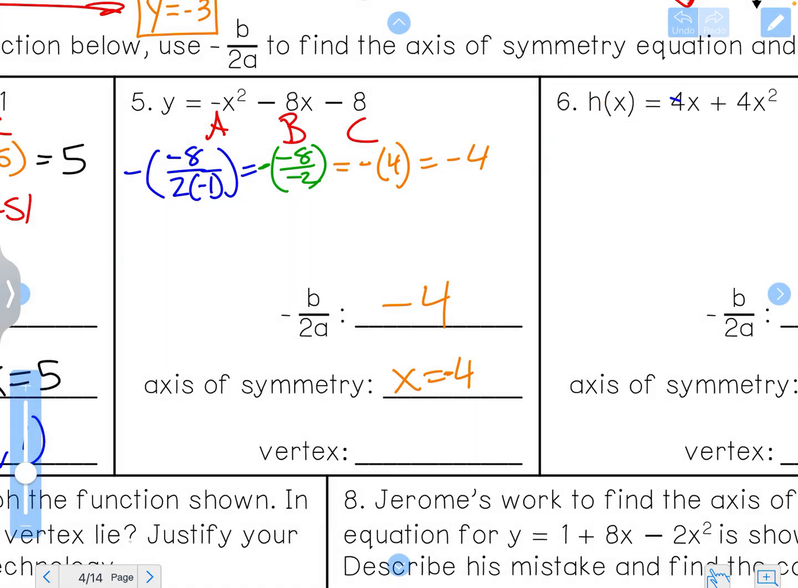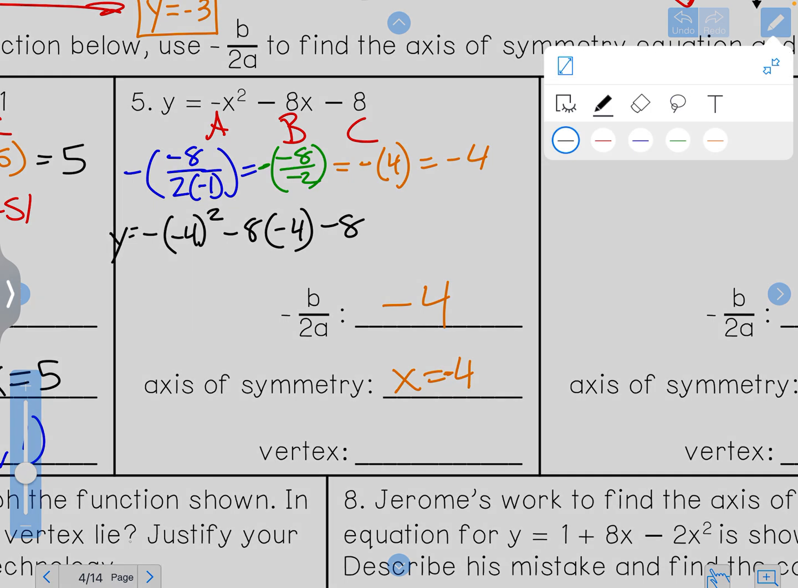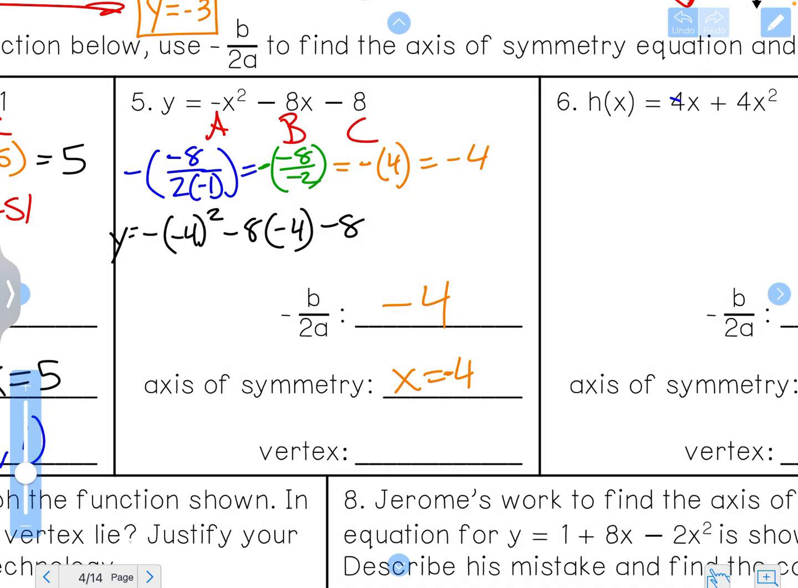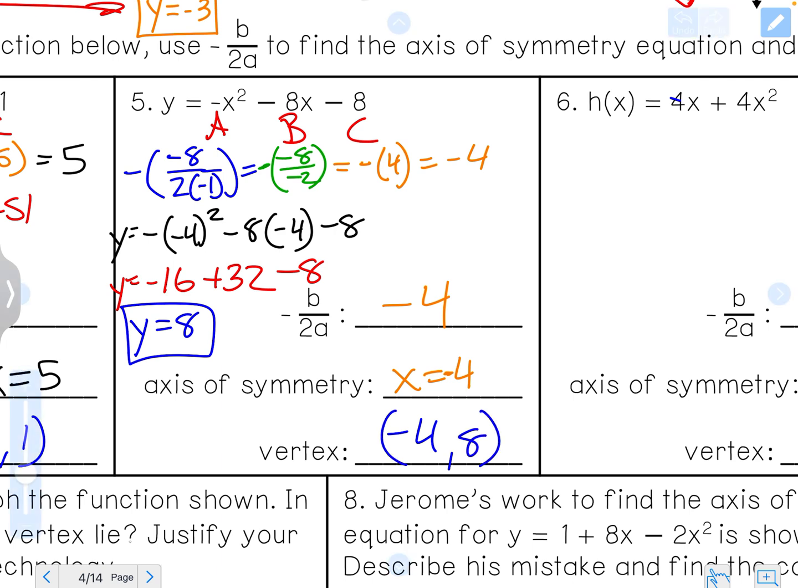And now we can plug all that information in. So y equals negative 1 times negative 4 squared minus 8 times negative 4 minus 8. Negative 4 times negative 4 is 16, but I still have another negative, so it's negative 16. A negative times a negative is a positive, which is a positive 32. And then we have minus 8. So 32 minus 16 is 16. 16 minus 8 should be 8. And so now we have our vertex, negative 4, 8.